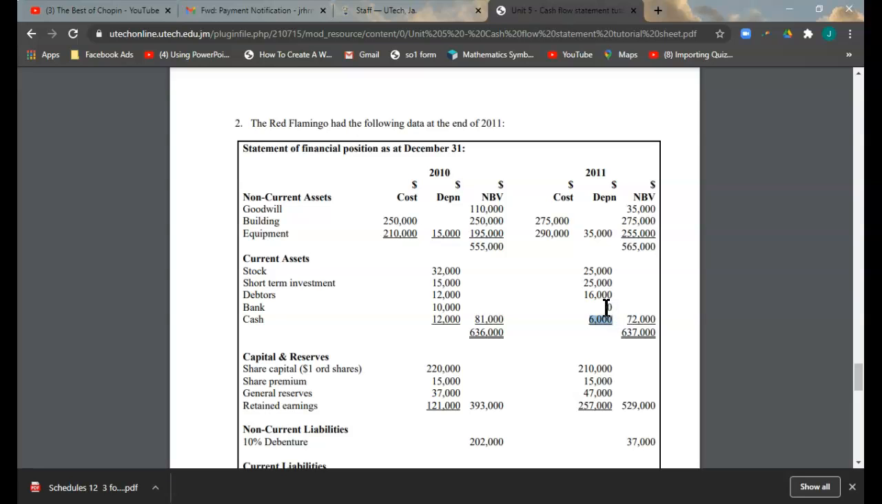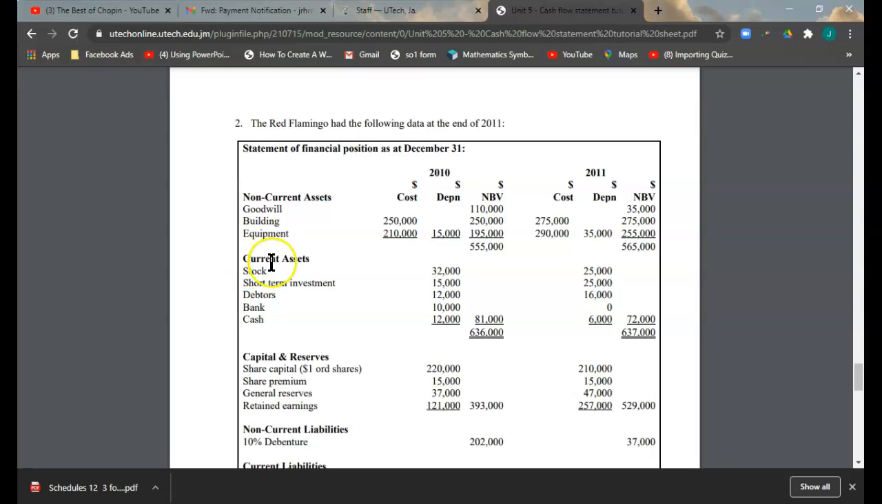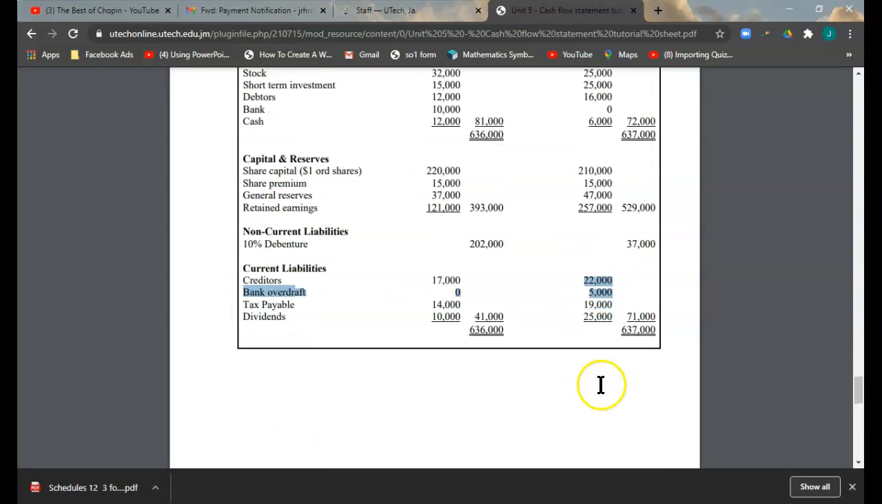And class, if you see bank for $0, check your current liabilities category, because there may be an overdraft. So when I scroll down, there it is. It's a bank overdraft. So in this question, the bank figure is not under current assets for the 2011 year end. Instead, we have a bank figure for bank overdraft of 5,000.